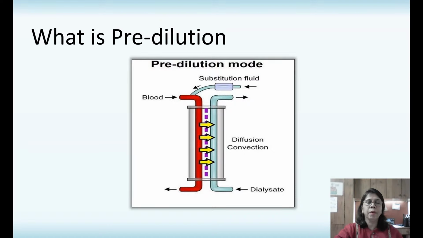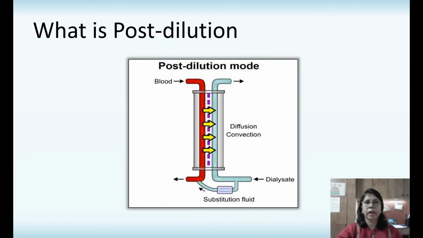The fluid may be replaced either pre-filter, that is before the filter that we have used for the patient, and this is known as pre-dilution. And you can see here the blood of the patient which is returned in this direction, the substitution fluid which is added before the filter, and then the dialysate which comes out. So this is pre-dilution.